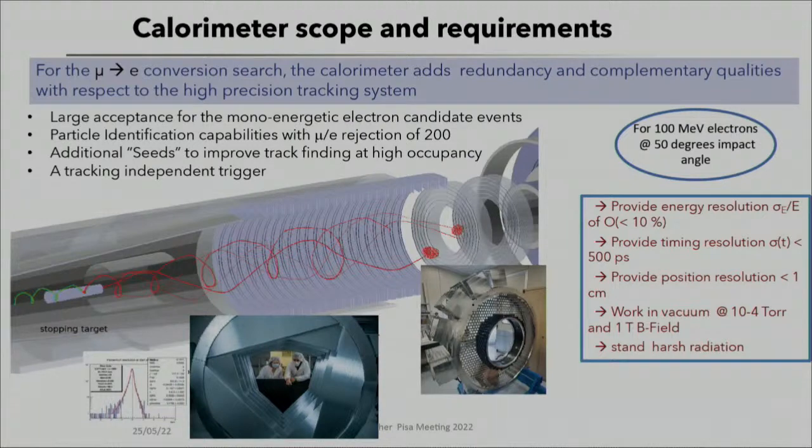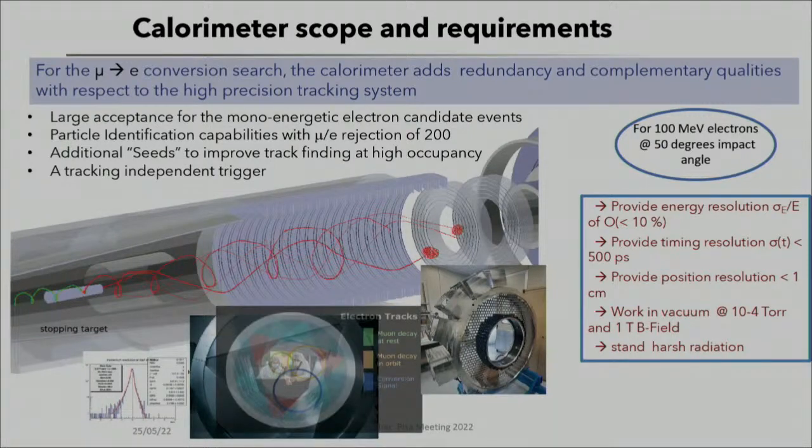Everything is in vacuum inside a one Tesla magnetic field, and also there is a harsh radiation environment. So here I show you the reason why both the tracker and the calorimeter have a hole inside: we don't want to detect low momentum particles, but we only want to detect particles from 80 MeV and up.